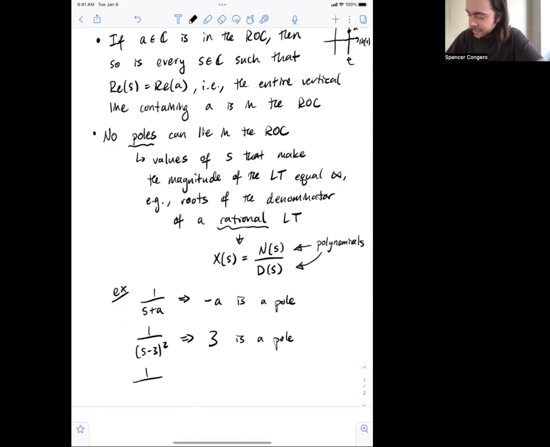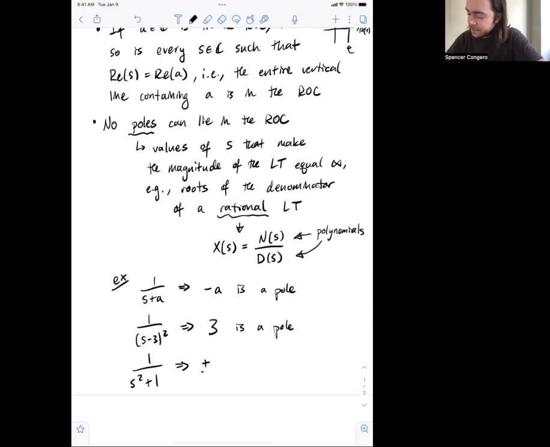One last example. What about 1 over S squared plus 1? Again, it's a rational Laplace transform, a rational function, with a polynomial in S on the top and the bottom. Even if the top was something like S plus 4, that's still rational. The numerator is a polynomial, the denominator is a polynomial. What are the poles here? We need values of S that make this denominator 0, that would make the magnitude of this Laplace transform equal infinity. You can see that plus or minus J are the poles here.